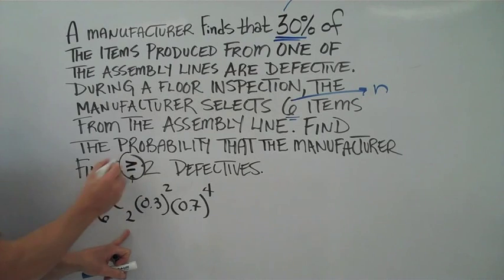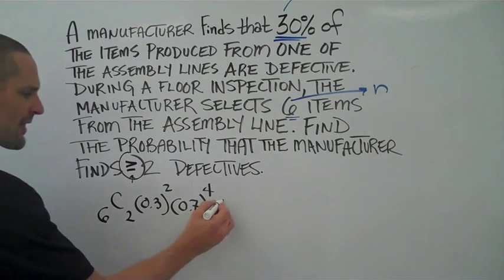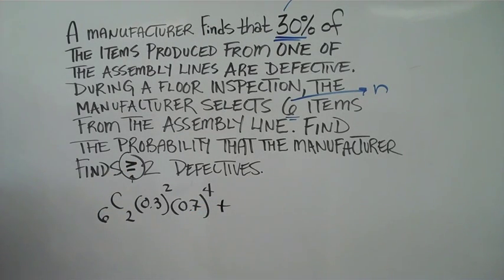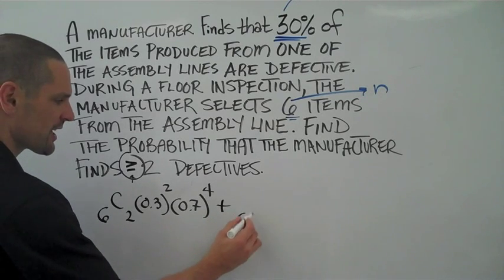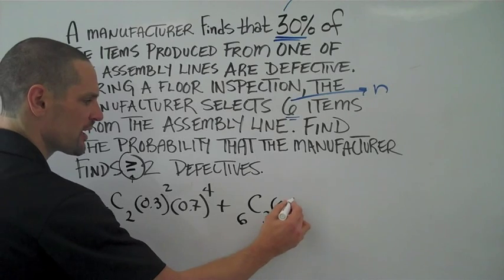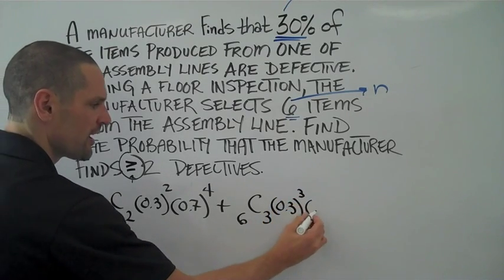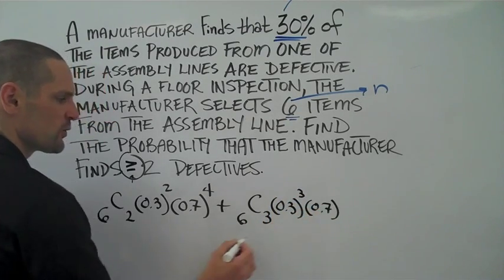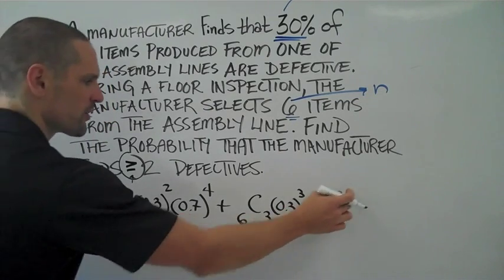That's the probability of finding exactly 2 items defective. But now I want at least 2. So I have to add that to the probability of finding 3 defective. So that would be 6 combination 3 of 0.3 to the, whatever's there goes there, and this is 0.7 to the 3, which is 6 minus 3 there.